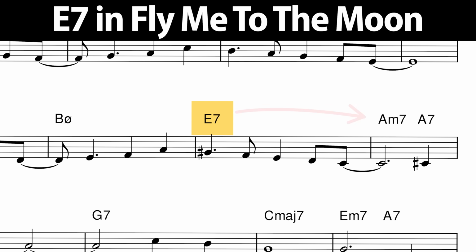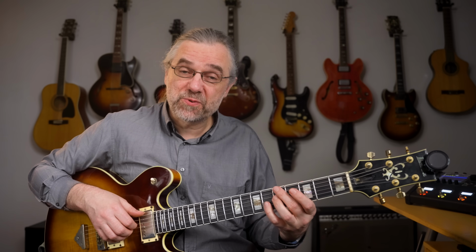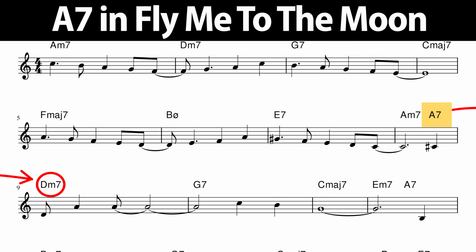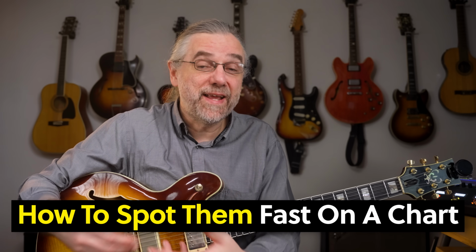Look at Fly Me to the Moon. E7 is the 5 of A minor 7. So it's really just there to get us to that A minor 7 chord. And a little bit later, we of course also just have the A7 that takes us to the D minor 7 to get us to that part of the song. That is why they don't feel random. They feel like an arrow. They are pointing towards the next chord in the song.